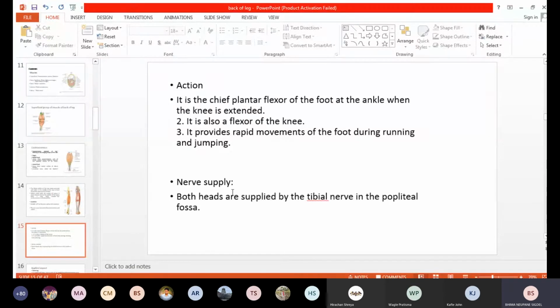Now the nerve supply of the gastrocnemius. The nerve of the posterior compartment of the leg is the tibial nerve. Both heads are supplied by the tibial nerve, and that is in the popliteal fossa. You have to remember this for MCQ: not in the leg, but the branches for the gastrocnemius arise in the popliteal fossa.